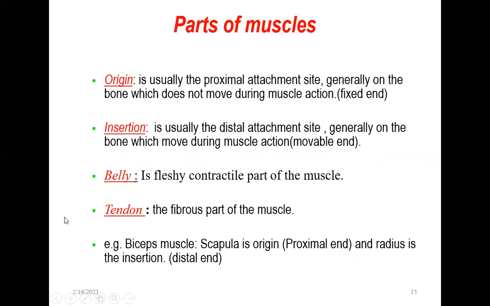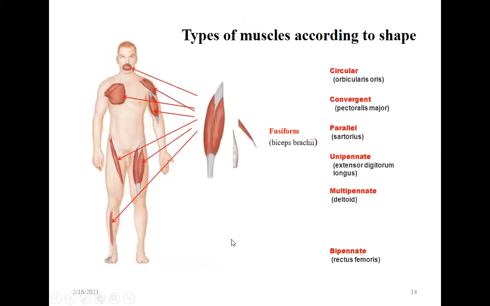Wherever the muscle is attached to the bone, it is by a fibrous part of the muscle that is called the tendon. Okay. So these are the four basic parts of any muscle. It has an origin, insertion, belly, as well as the tendon. The best example for a muscle with all these features is the biceps muscle. Okay. So if you see here, this is the biceps muscle.